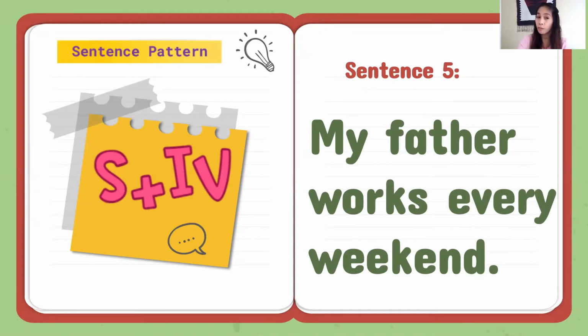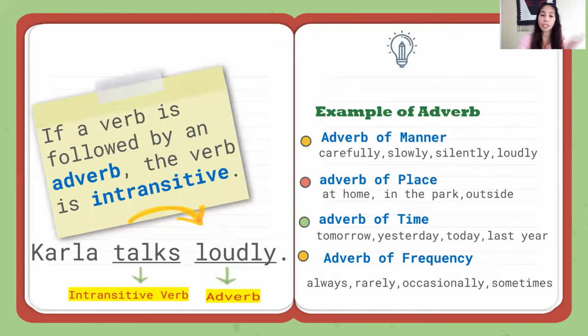Now there is a clue for you how to identify if it is in SIV pattern or the verb is intransitive. Let's just review. If a verb is followed by an adverb, the verb is intransitive. In this case, we have the example, Carla talks loudly. Intransitive verb here is talks because the word after is loudly, which is an adverb.